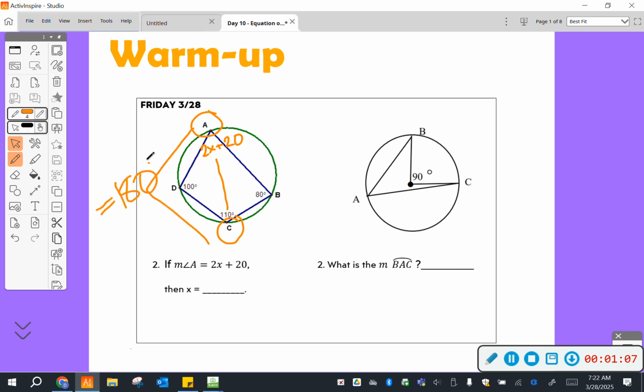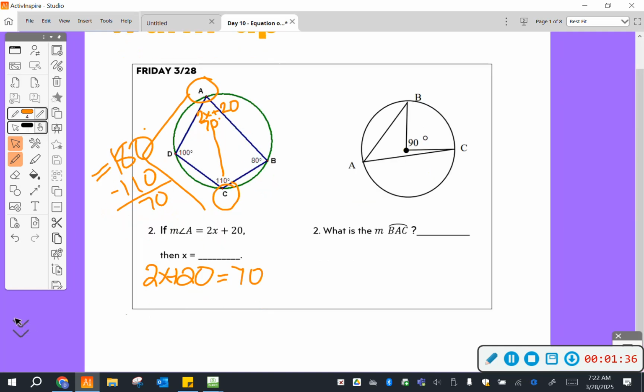The reason this is the most missed question is because y'all think they're the same. They are not. So what I get every year is I get 2x plus 20 equals 110. Please do not do that on Tuesday. We have to make it supplementary, so I'm going to subtract. What is 180 minus 110? That is what angle A is. Angle A is 70. So this equation equals 70.